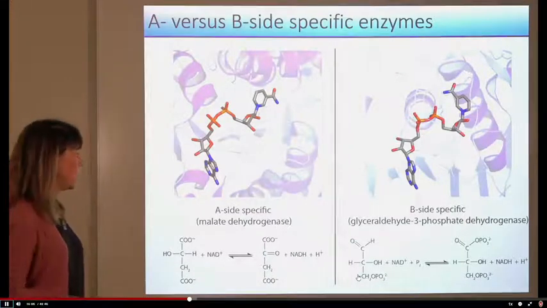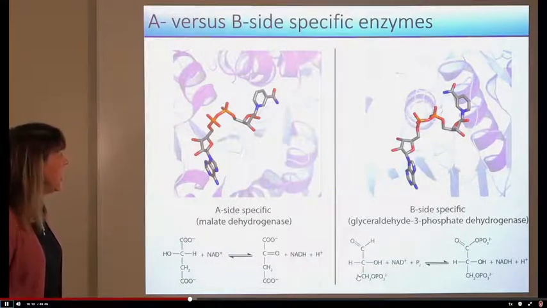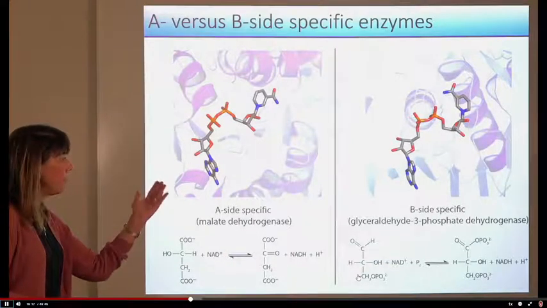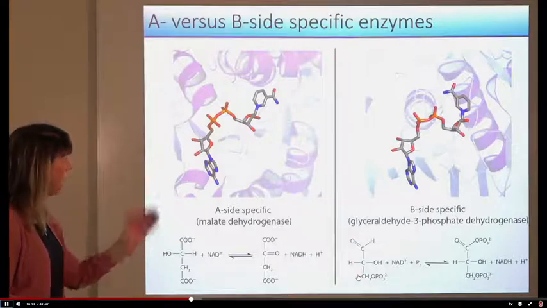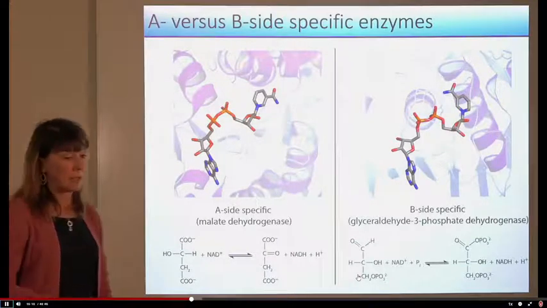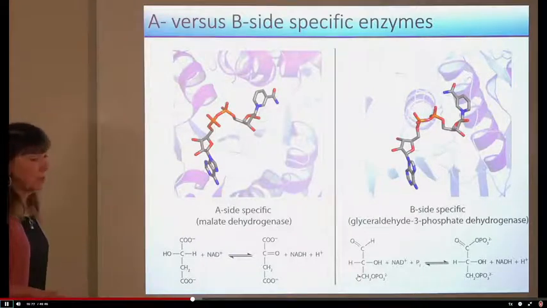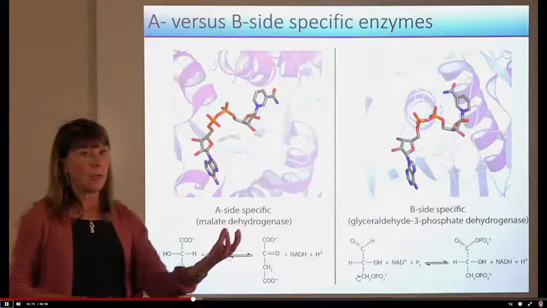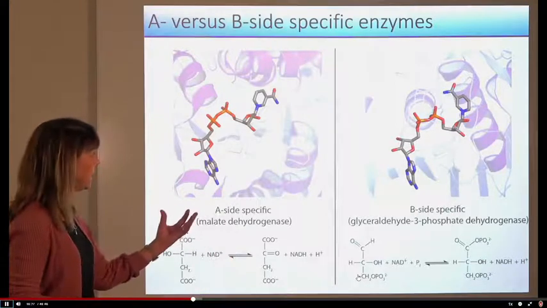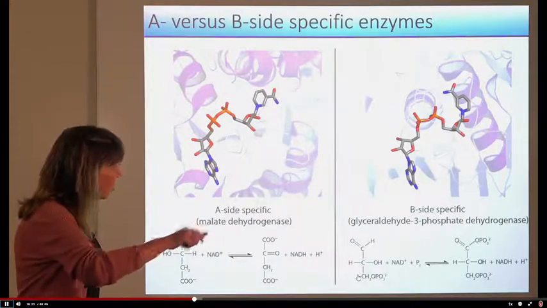In the B side specific enzymes, such as glyceraldehyde 3-phosphate dehydrogenase, the nicotinamide ring is rotated about 180 degrees about that glycosidic linkage right here, and now you're looking at the si face. So these are A side specific enzymes and those are B side, and that's how they have evolved. The B side specific enzymes have the nicotinamide ring in the syn conformation hanging over that ribose.